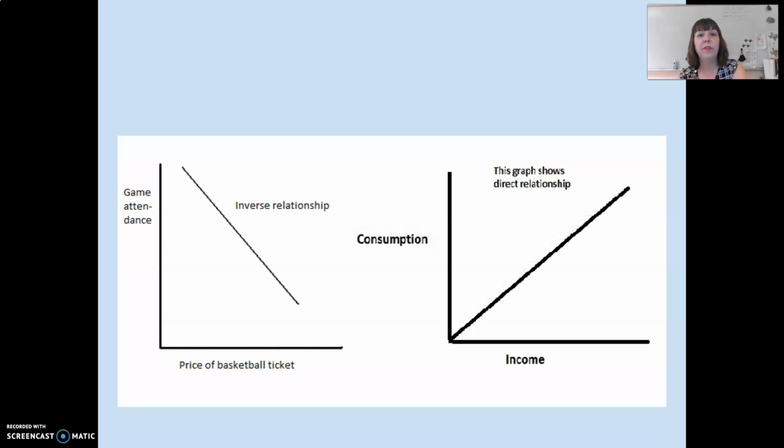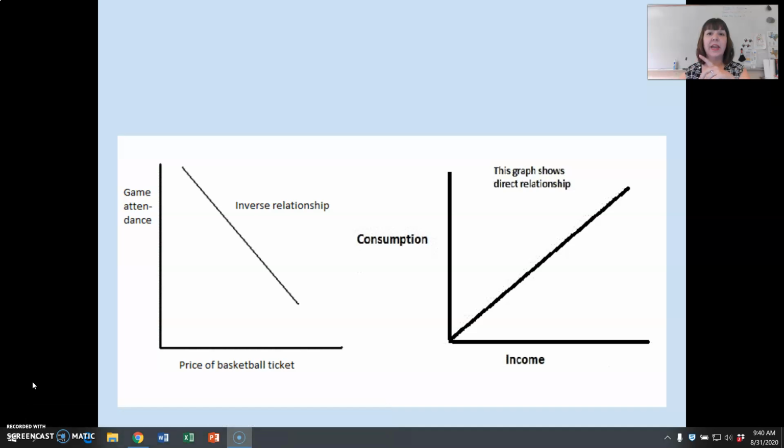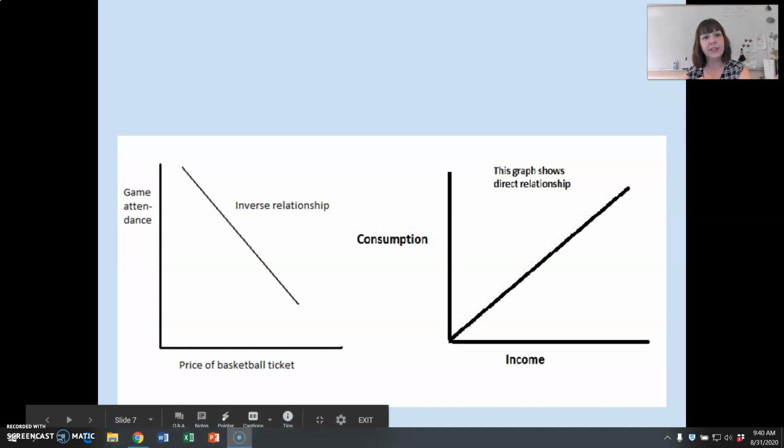Inverse means as one goes up, the other goes down, kind of like a seesaw. That'd be your inverse relationship. So in this case, as the basketball ticket price increases, less people can afford to go to the game. That would be inverse. One goes up, the other goes down.